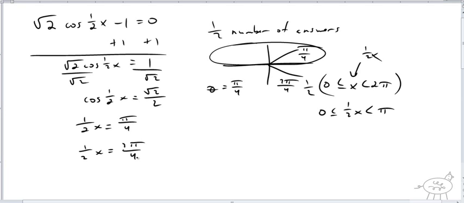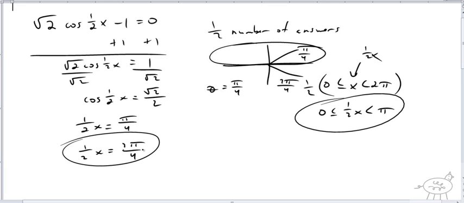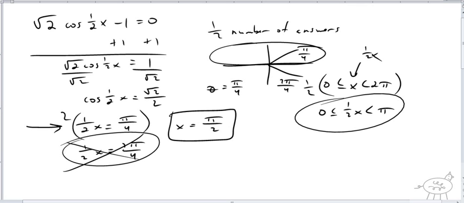Well, wait a second. Doesn't 1/2 x have to be between 0 and pi? That's not valid because that's greater than pi. So this is not an answer. That's why it's half the number of answers. It's the top part, like that half. So this is my only answer here, math fans. So I multiply this by 2 to solve, and I get x equals pi over 2. And that's my answer. And that's still between 0 and 2 pi.